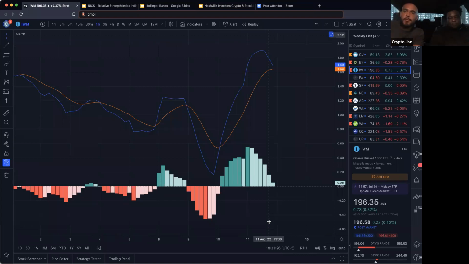Here's a better example. Here's your MACD curling down. It's telling me we're about to momentum cross. There's a good chance it's going to move down.